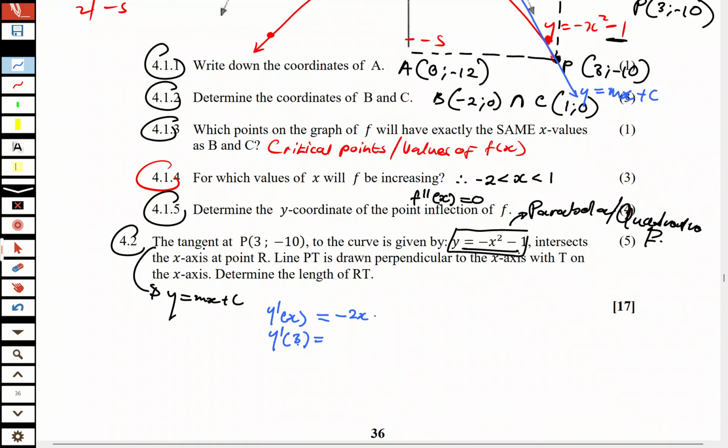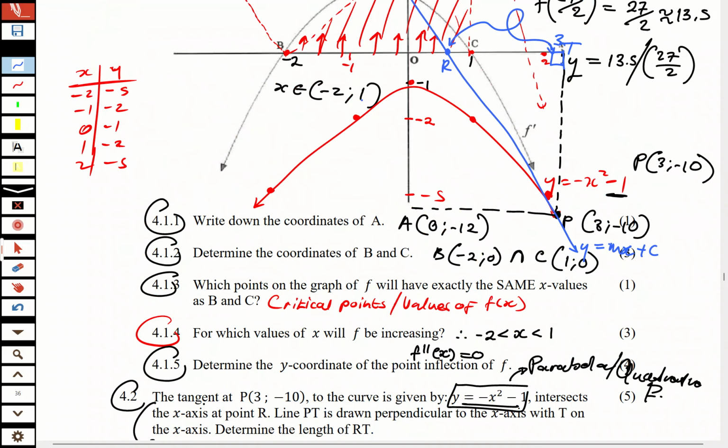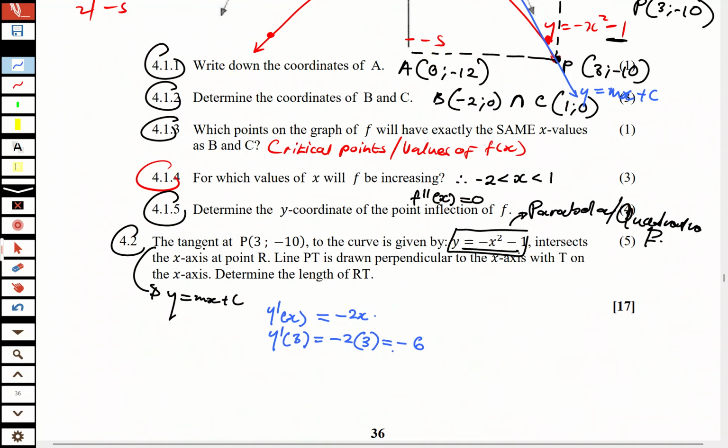Now, in this case x is 3. We want the gradient at x equals 3, and the gradient is going to give us negative 6. Does that make sense? It makes sense. If you check the line, it's sloping downwards. It has a negative slope, meaning the gradient is negative. And this makes sense.